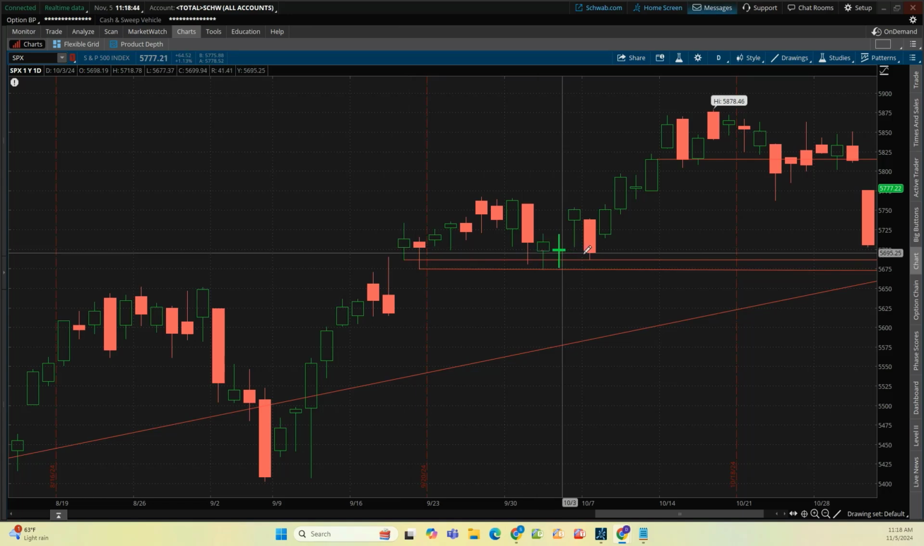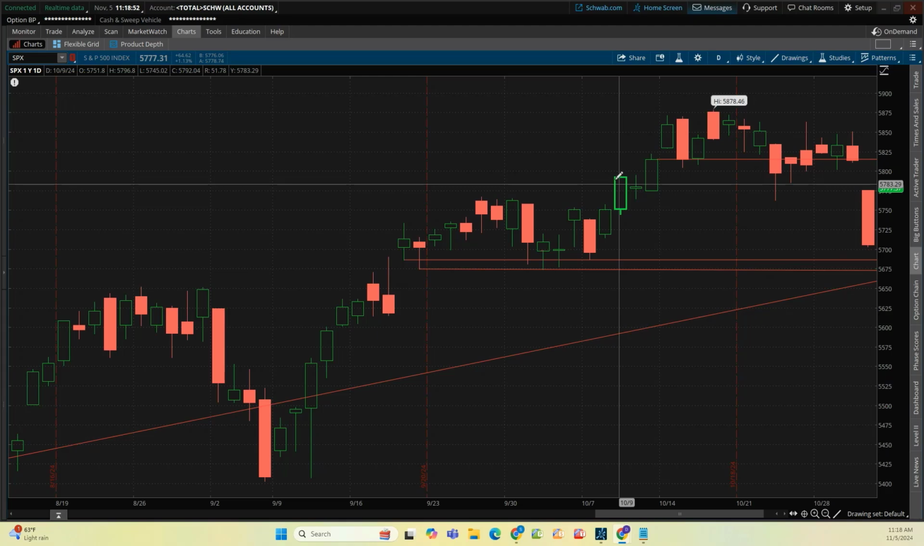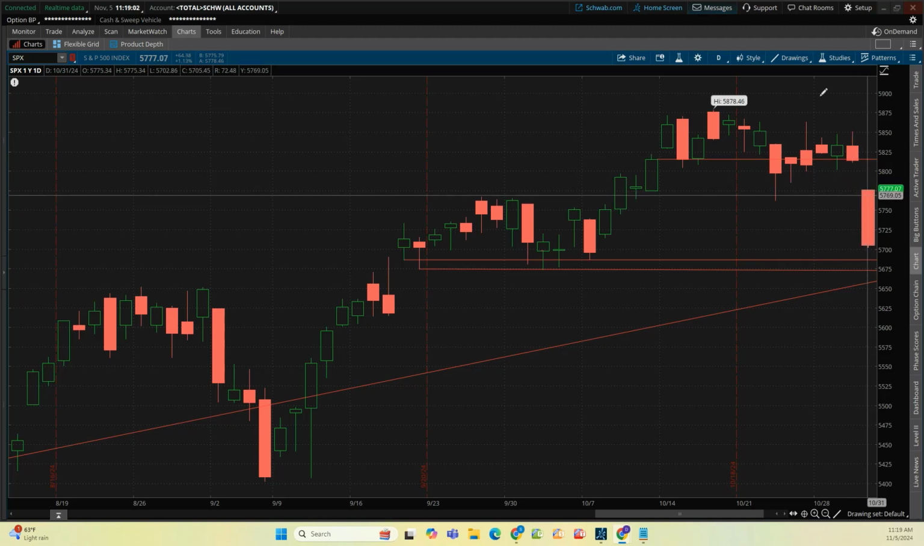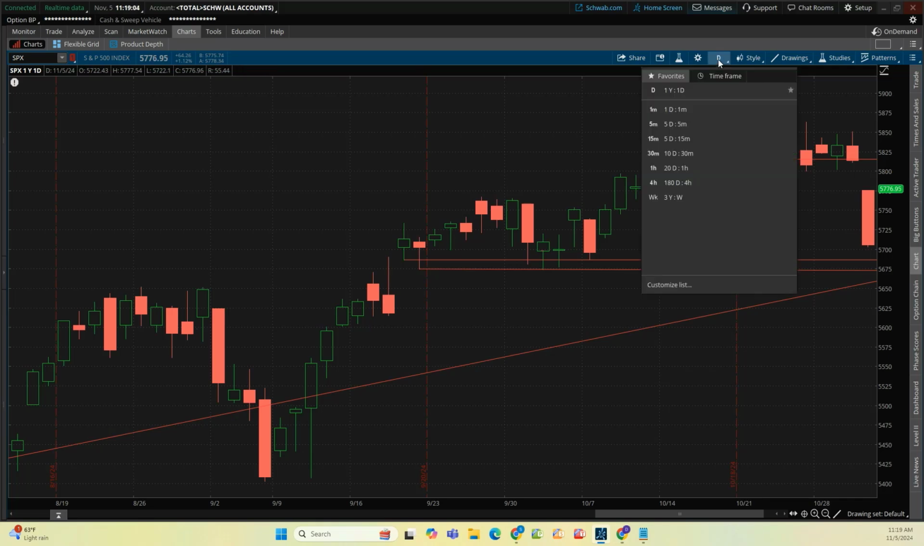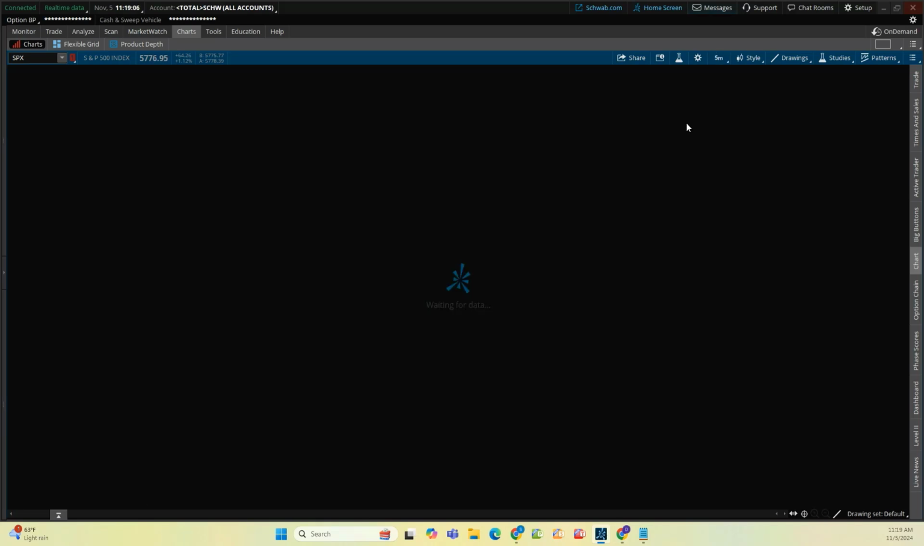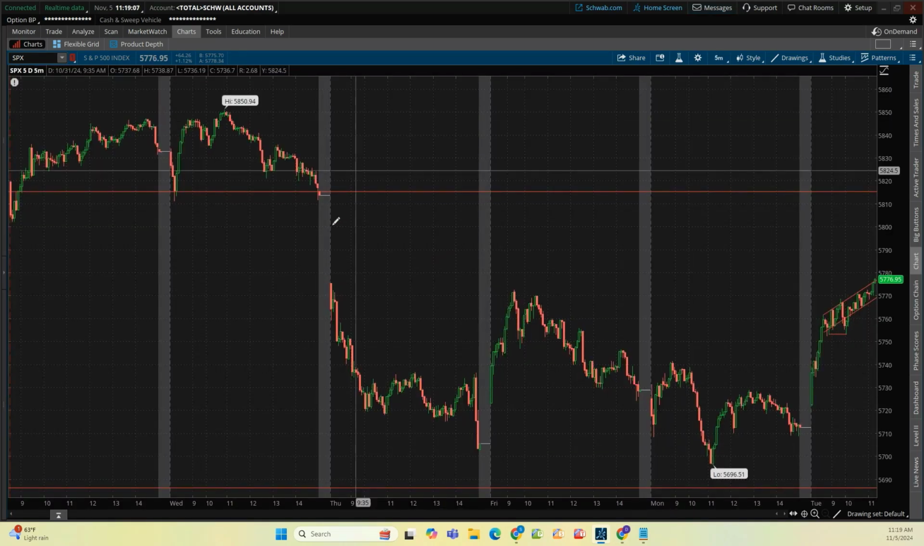You can see there's a support zone down here where we did hold support and ultimately broke out to the upside. But on this day, you can see it's more of a gap and go day on the daily chart. Let's take a look at the intraday chart and get a sense for what that looked like.